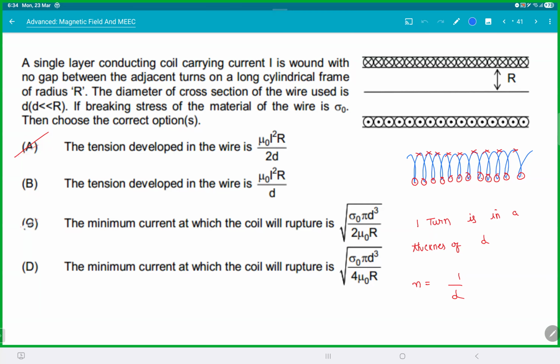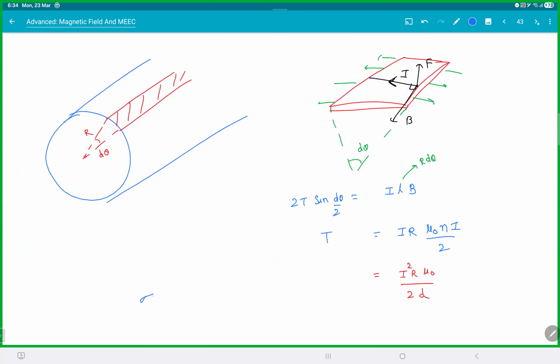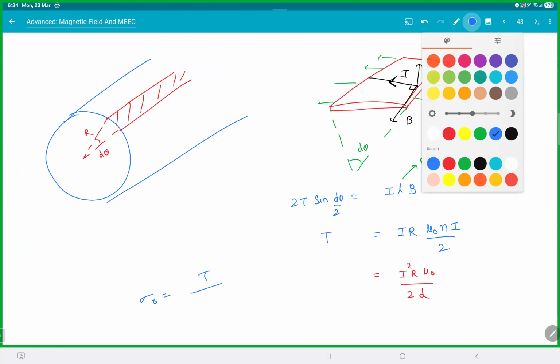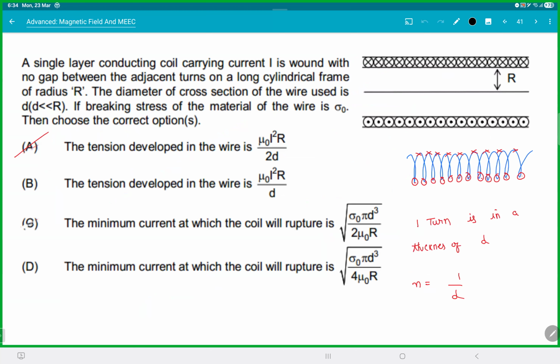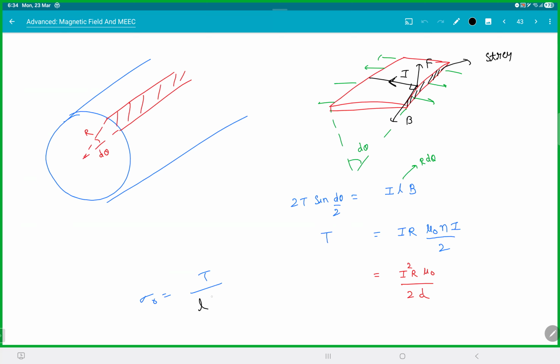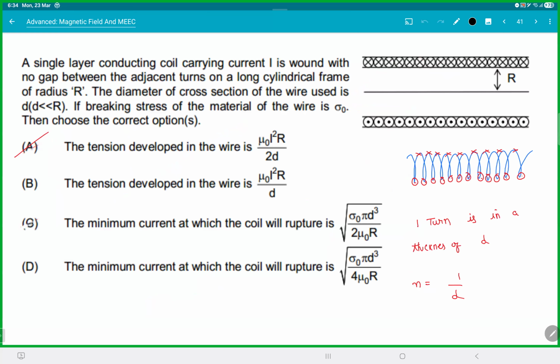क्या दिया? Sigma naught, and that will be tension by area. Which area will you take again? You will take this area, where the stress is acting. That would be L into thickness, which is given. I think that is d, the diameter of the wire, the thickness of the wire. You can substitute there. I think mu naught I R square by 2d you will get. So C option.